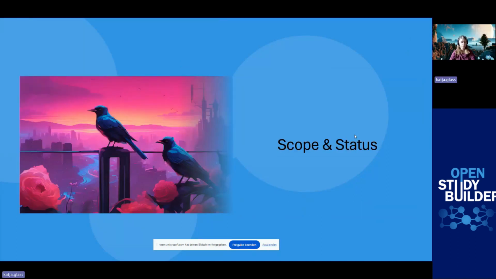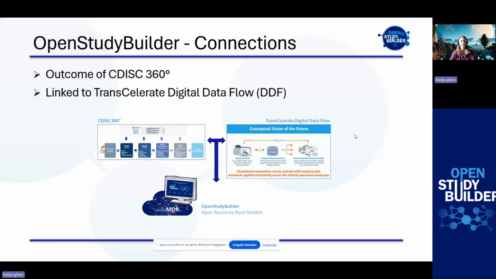So we are going to start with the scope and the status. You might have heard already that the OpenStudyBuilder is an outcome of the CDISC 360-degree project, and it's also very linked to the Digital Data Flow project. So it's all in the same scope, and the vision really is that we can automate the end-to-end processes, or start-to-end processes, through metadata. So having a lot of metadata collected, metadata driven, so that we can streamline all the processes.